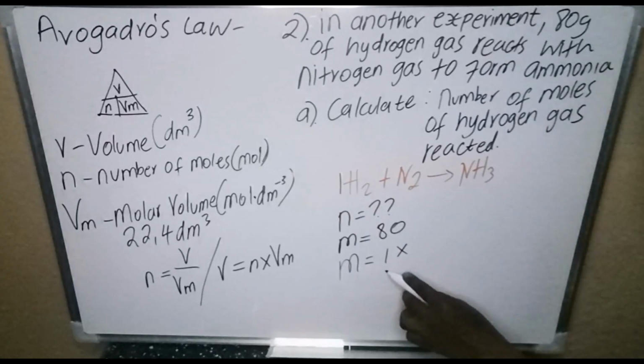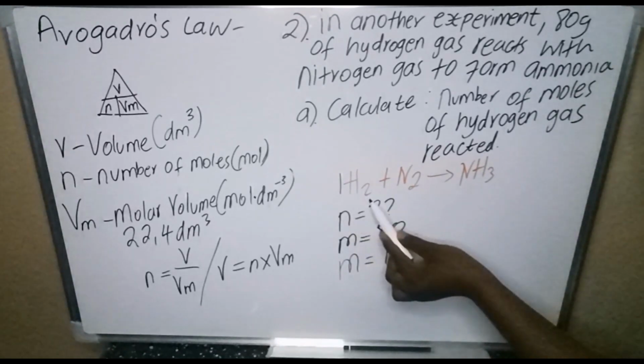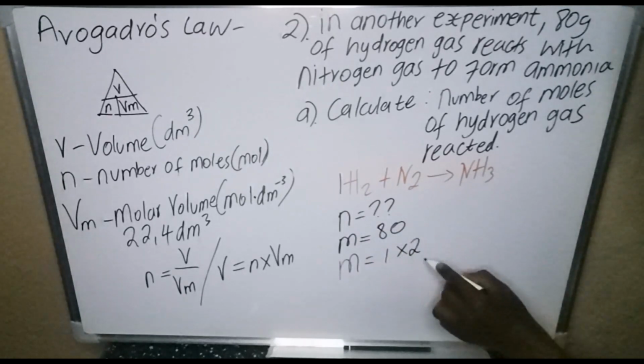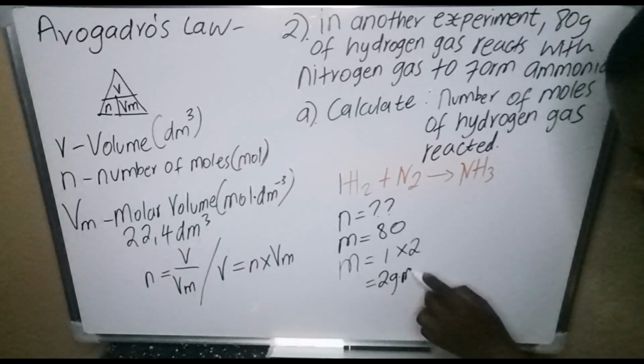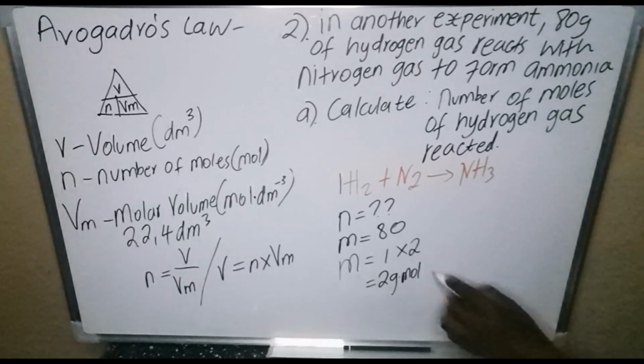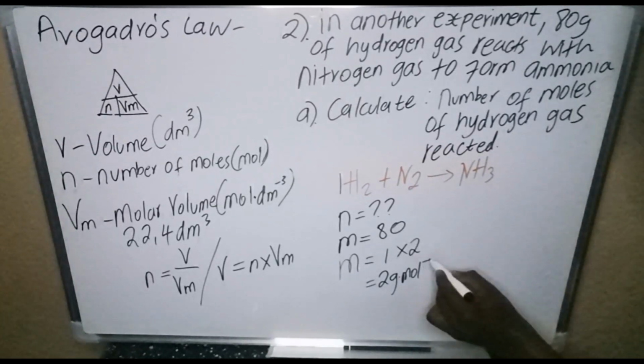So the atomic mass 1 multiplied by the 2 atoms, which is 2, equals 2 grams per mole, to the power of -1. I hope you guys get it.